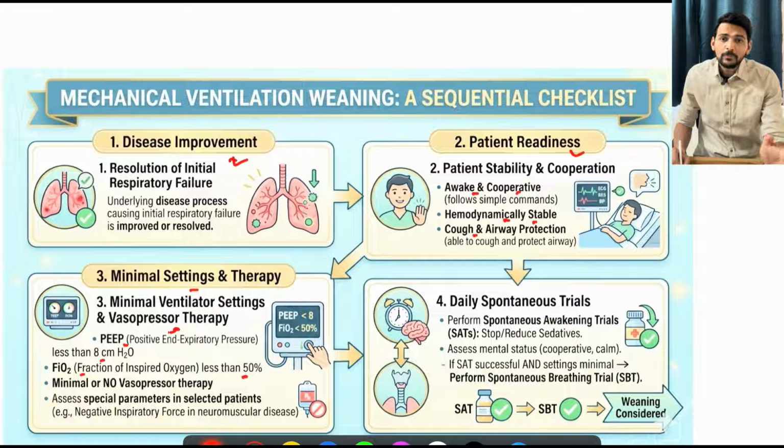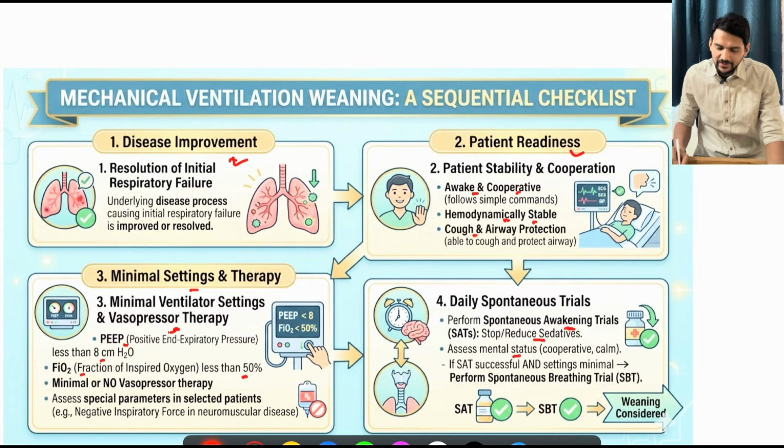Before considering SBT, we have to check for SAT, that is spontaneous awakening trials. Usually patients will be sedated or given some neuromuscular relaxants. So every day without fail we have to keep the patient off sedation to look for spontaneous awakening. So reduce the sedatives or stop them.